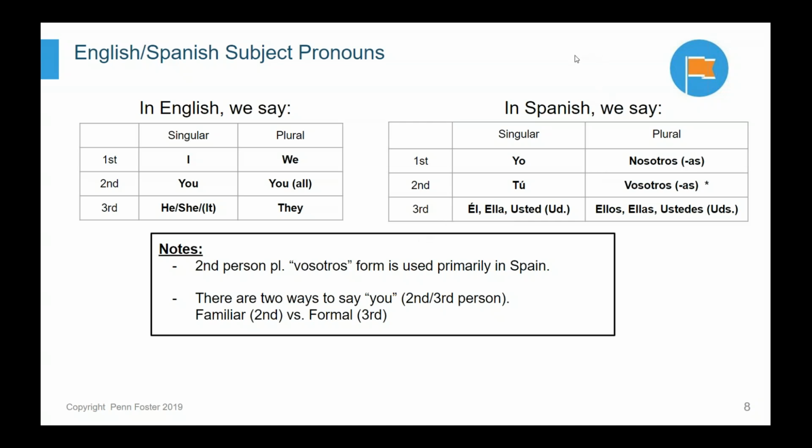Going over to the plural, we have nosotros, nosotras, depending on gender. Vosotros, the second person plural form, is the form that really is primarily used in Spain. So you won't have to worry about it in your study of our Spanish course. And then finally, ellos and ellas, again, depending on gender. And ustedes, that third person plural form.